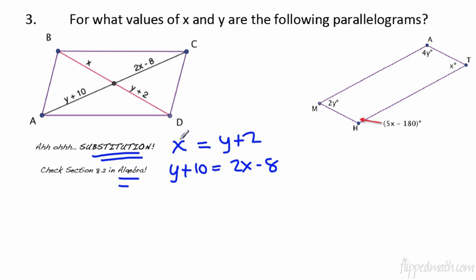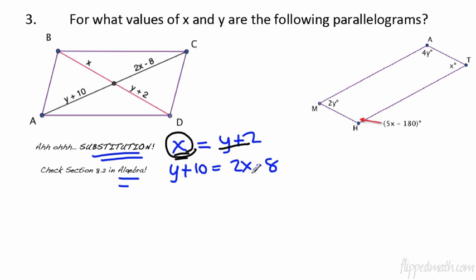All right. But we have to do substitution. Basically, substitution works like this. You have to solve one of the equations for one of the variables. So in this case, it's already done for us. The first equation is solved for x. It's all by itself. x equals y plus 2.